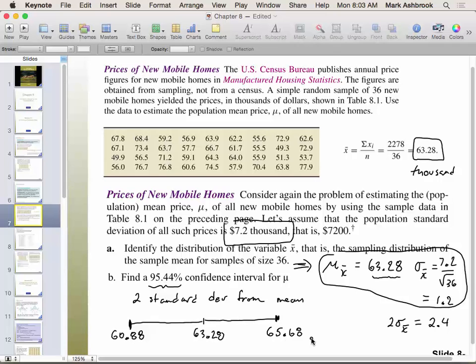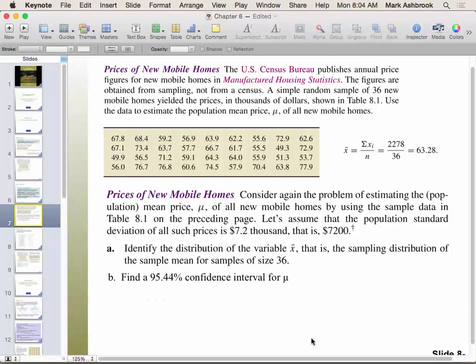Suppose we kept taking samples of size 36 over and over again. 95% is like 19 out of 20. So 19 times out of 20 that we make a confidence interval like this, the population mean will fall in it, and maybe about 1 time out of 20, we'll get an interval where the population mean is outside of it. This is what the next slide shows.